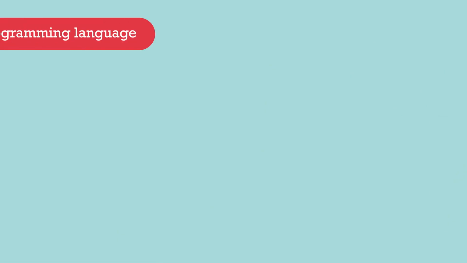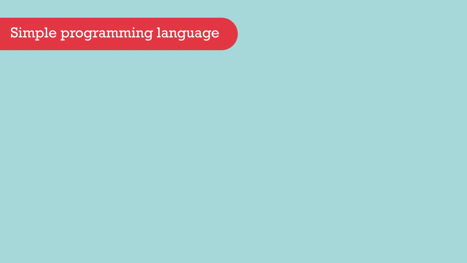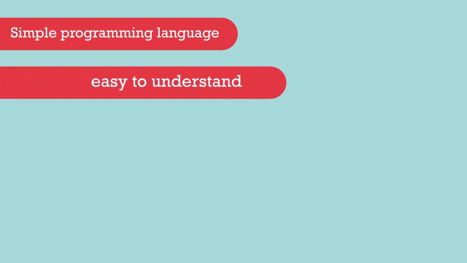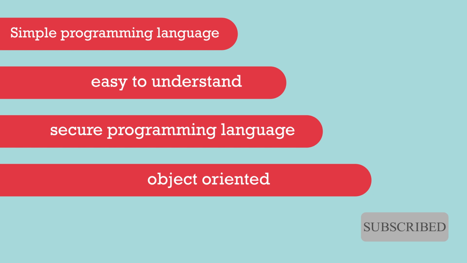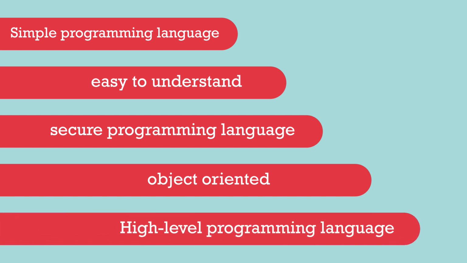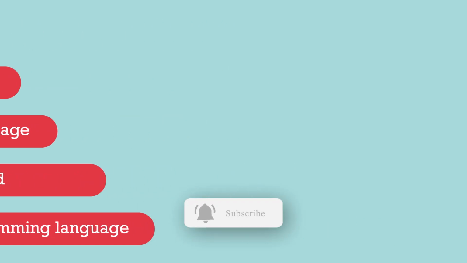About advantages of Java, I can say it's a simple programming language to learn and easy to understand. Another advantage is that it's a secure language because it doesn't use explicit pointers. It's object-oriented, which helps us to enhance the flexibility and readability of the code. Java is a high-level programming language too. It means it's similar to human language.